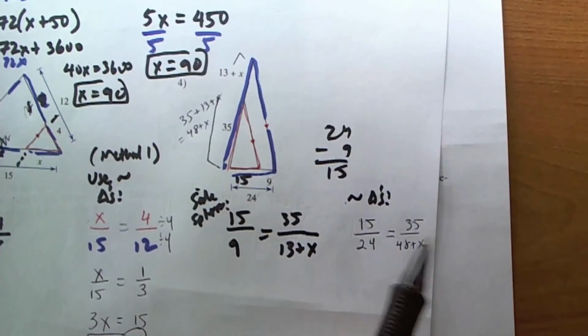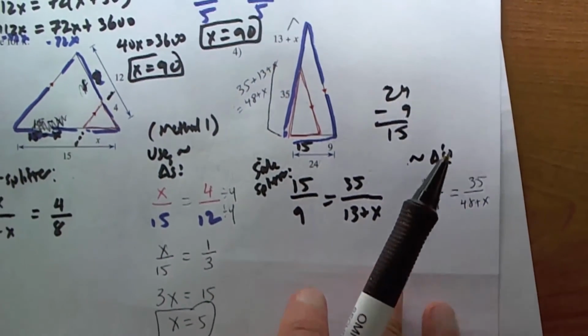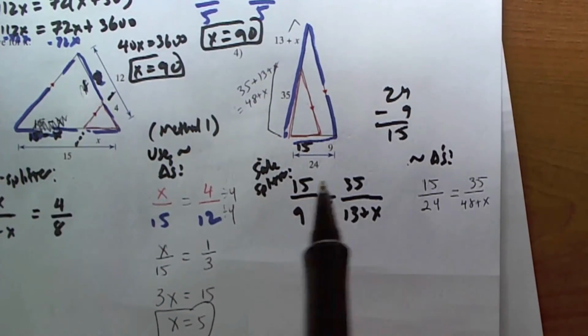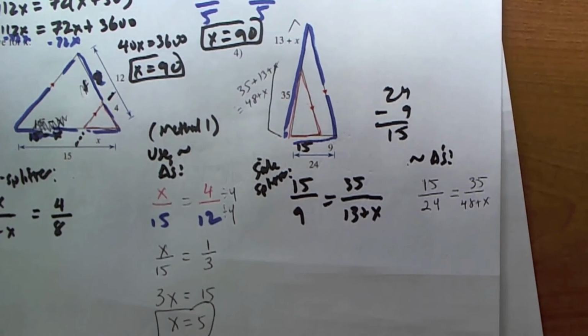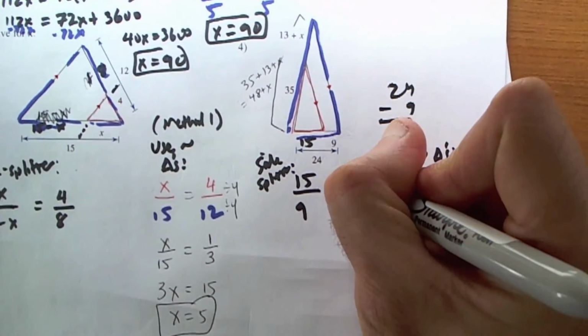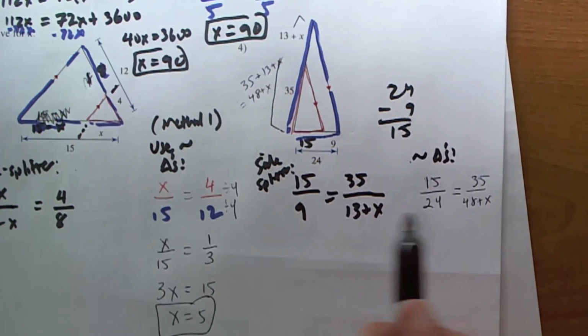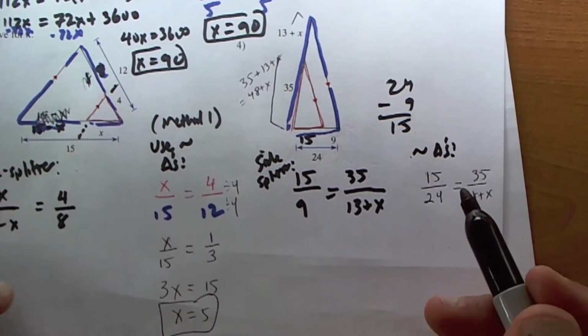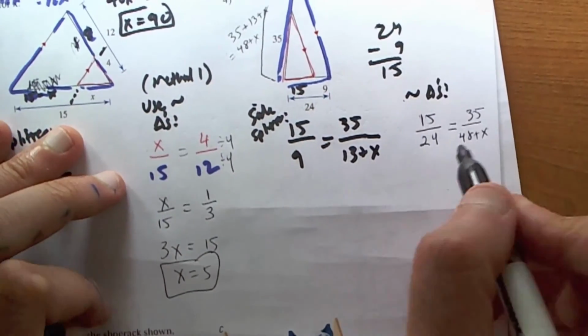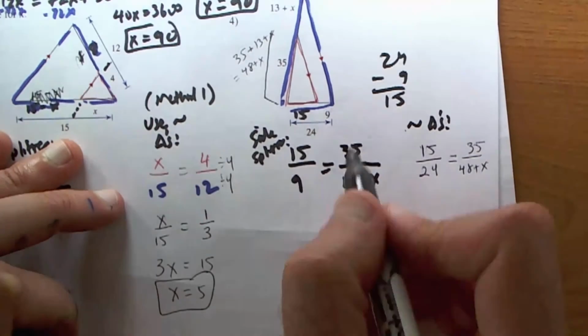So again, we can use either method. In this case, it looks like side splitter's easier. You might find yourself having to do a little bit more work. The end result is, as we've seen, it doesn't really matter. You can get the answer either way. I'm going to do side splitter here because it looks a little bit easier, but feel free to use the similar triangles method.